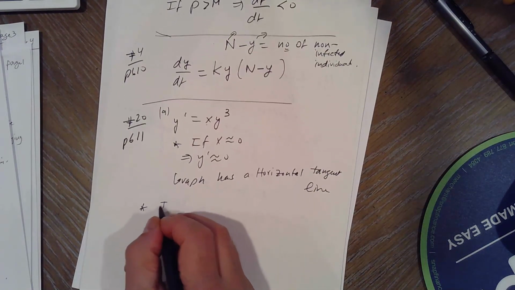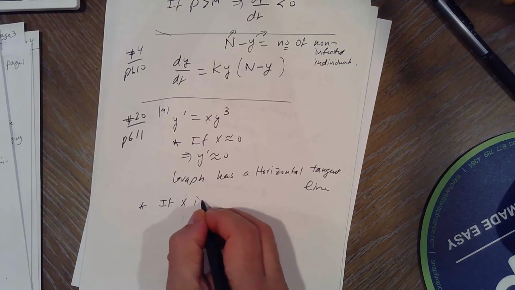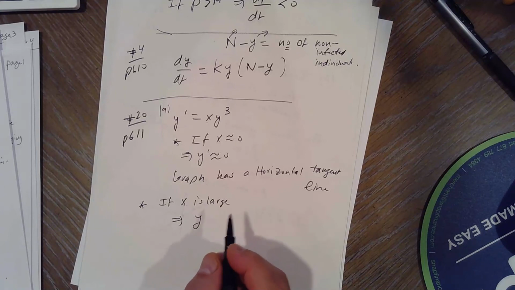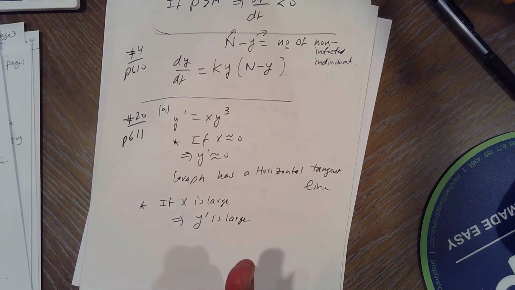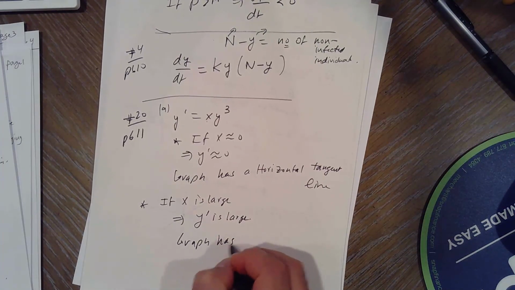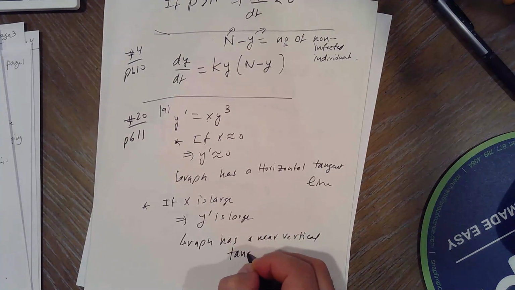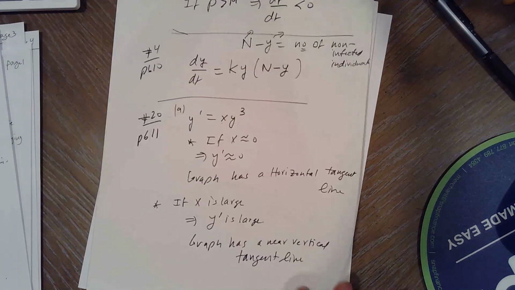What if x is large? If x is large, that means y prime is large, right? And if y prime is large, the slope is extremely large, so the graph has a near vertical tangent line, because vertical tangent lines have extremely large slope, you know, undefined or infinity. Okay, so y prime is very large.